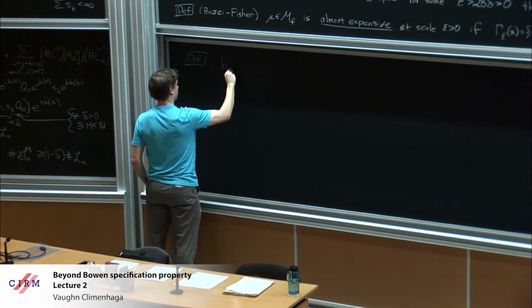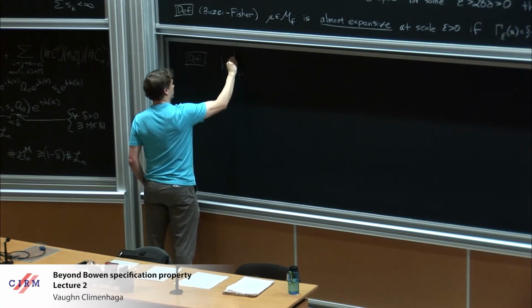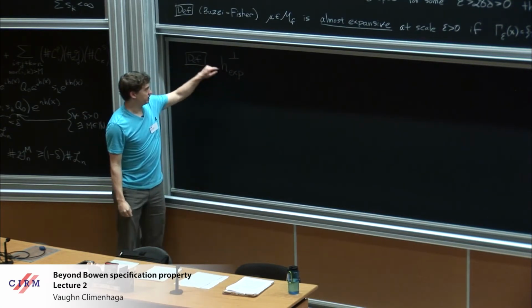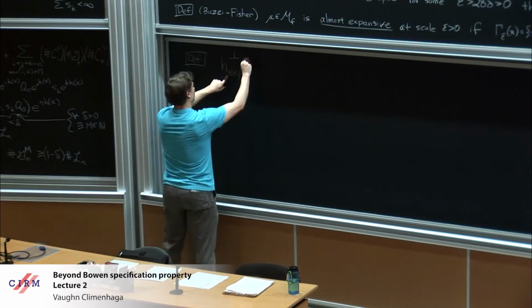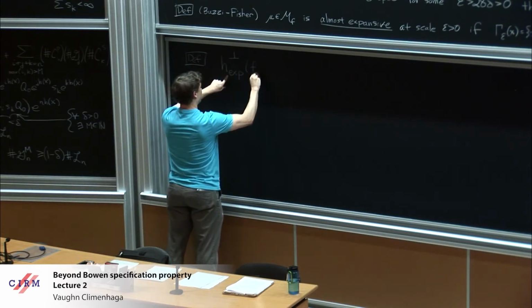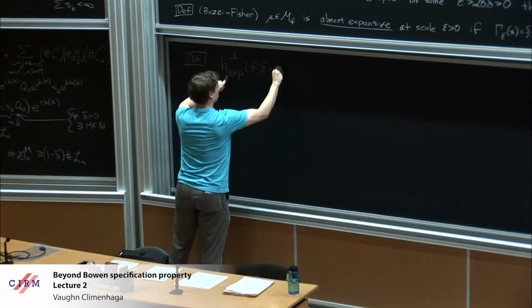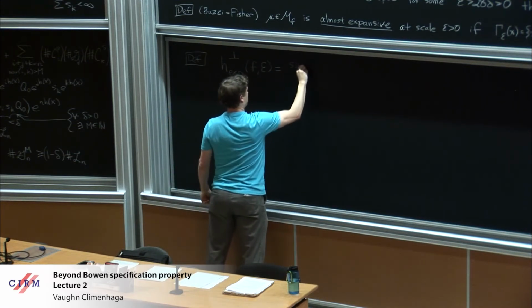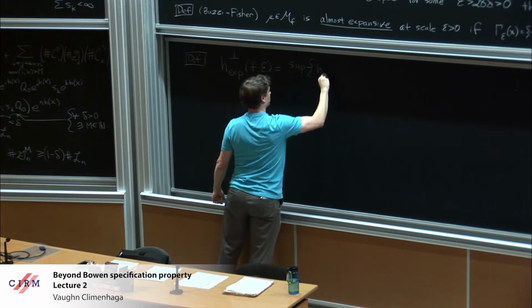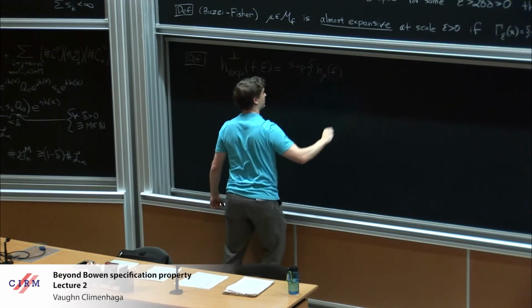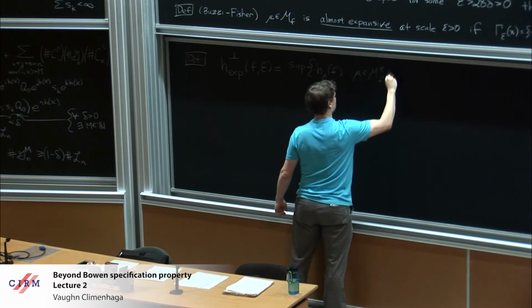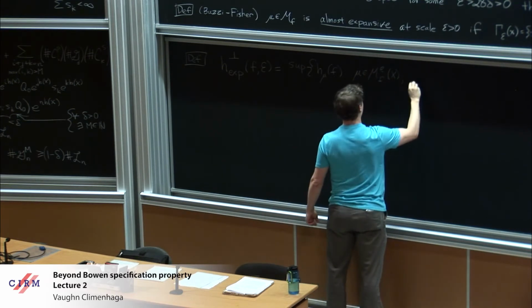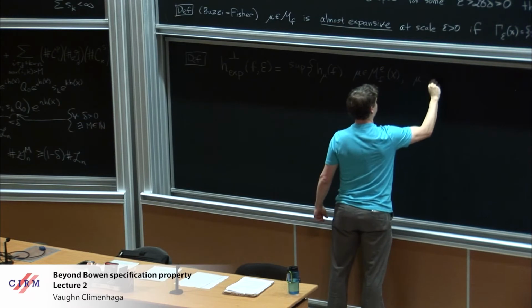The entropy of obstructions to expansivity for the map F at scale epsilon is the supremum of the measure theoretic entropies taken over all ergodic invariant measures that are not almost expansive.